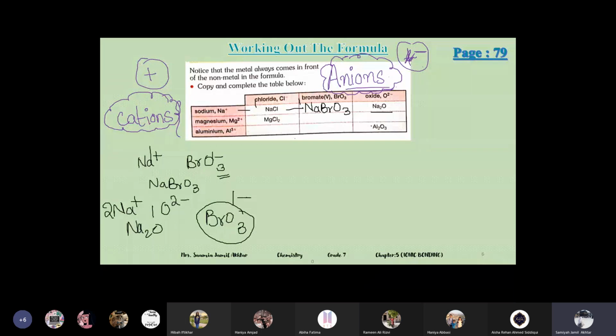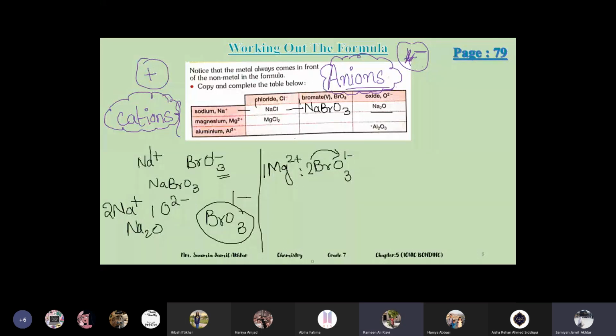Now magnesium and bromate ion. See, magnesium is 2 plus and bromate is BrO3 minus, means 1 minus. Now balance it. Teacher, we will multiply 2 with bromate and 1 with magnesium, to make the negative charges 2, because this 2 will be multiplied with 1.